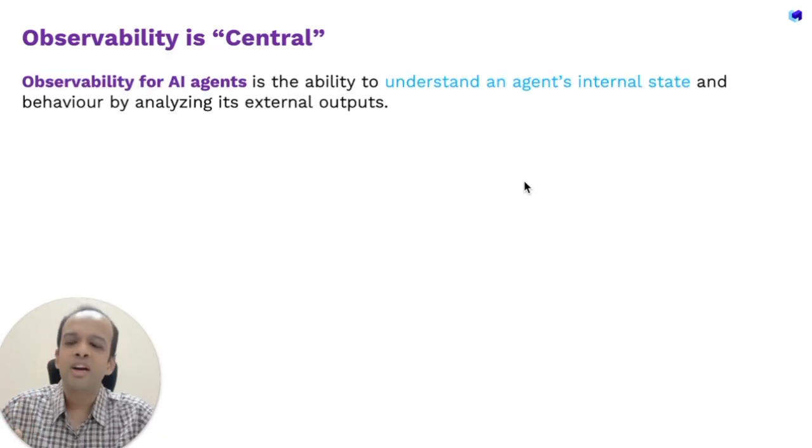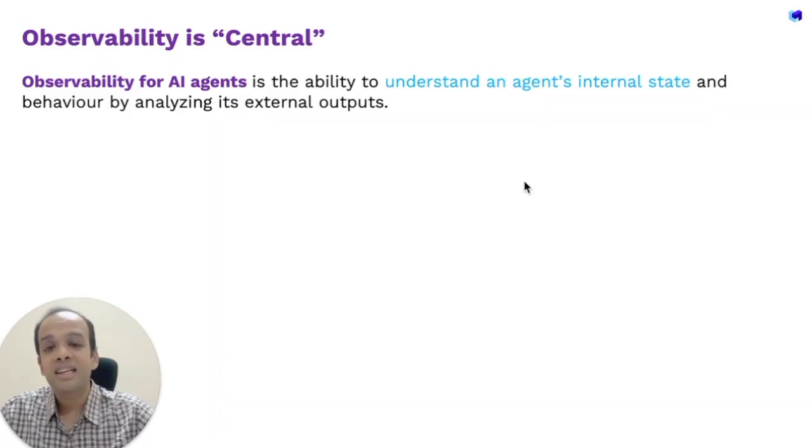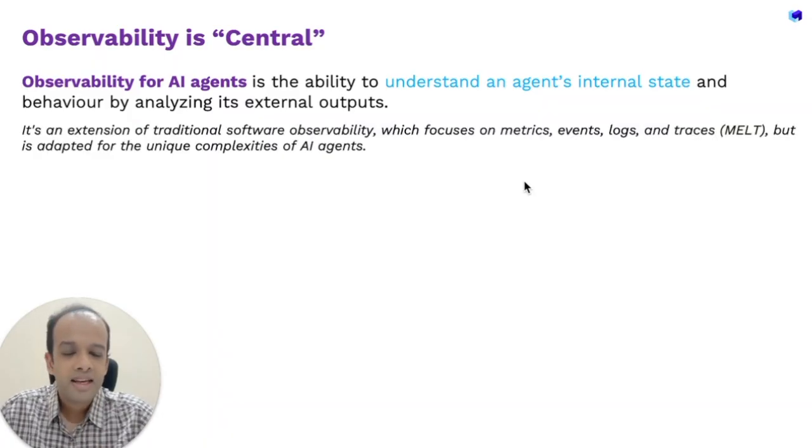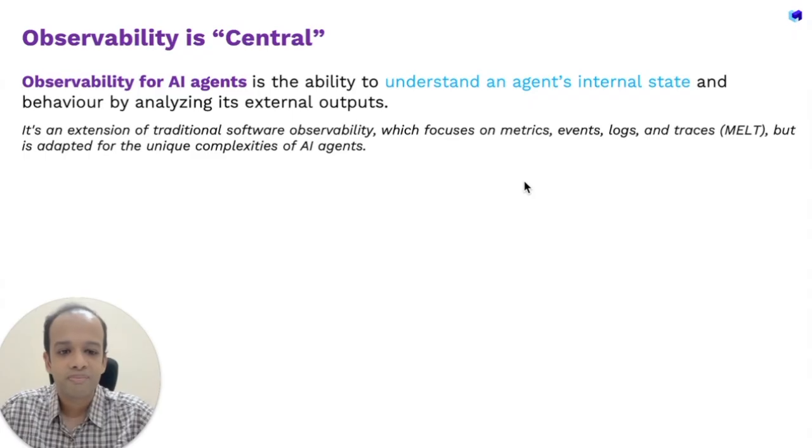So this is where observability really becomes critical. It is not just a tool you bolt on at the end, it is a foundational part of the entire AgentOps lifecycle, and we will shortly see what that means. Now let's define observability for AI agents. It is the ability to understand an agent's internal state and behavior by analyzing its external outputs. It is an extension to traditional software observability, but here the focus is shifting to adapt to the unique complexities of AI agents, which means that metrics are specific to AI agents. The way the events are traced and logs and traces are tracked is very different.